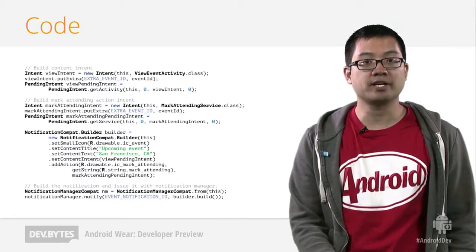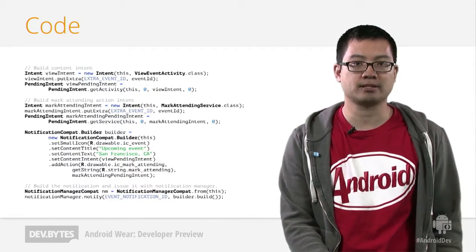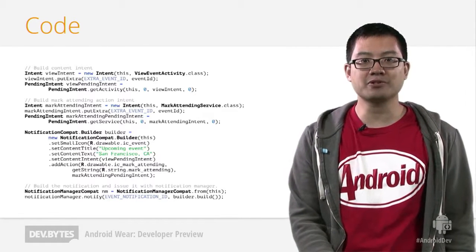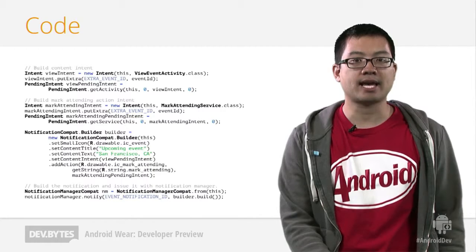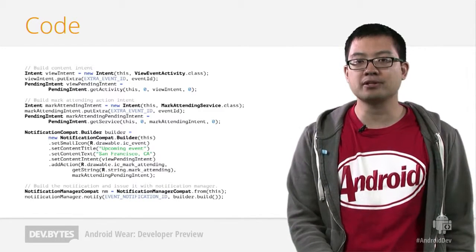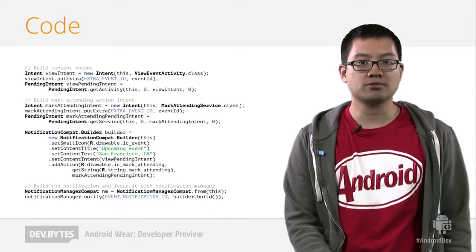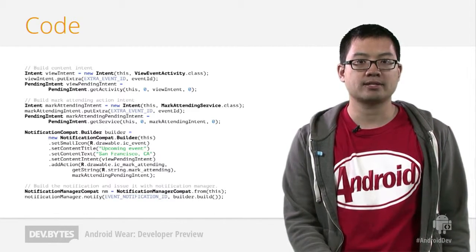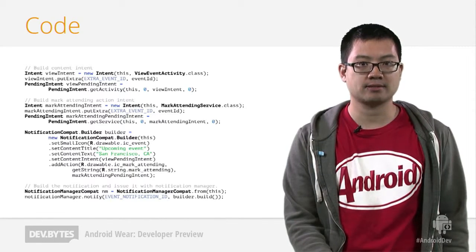This action becomes available on my wrist, so I don't even have to take my phone out of my pocket to respond. Instead, I just swipe over to the right and tap the action. That starts a service on the phone that can add the event to my calendar and then remove the notification. Note that I could have used the notification styles introduced in Android 4.1, such as Big Picture style, to show a photo alongside the notification text.